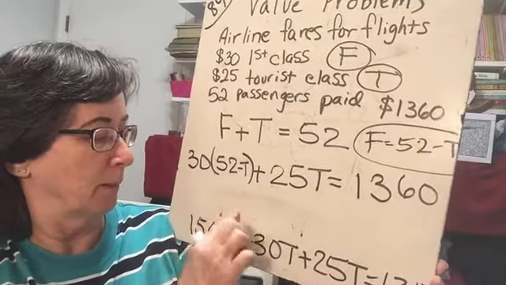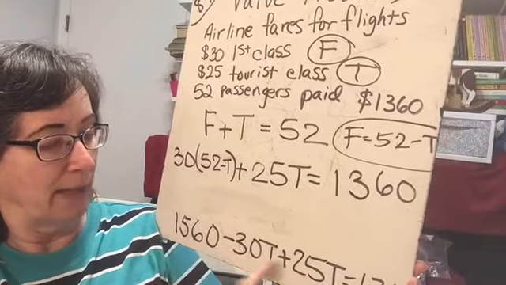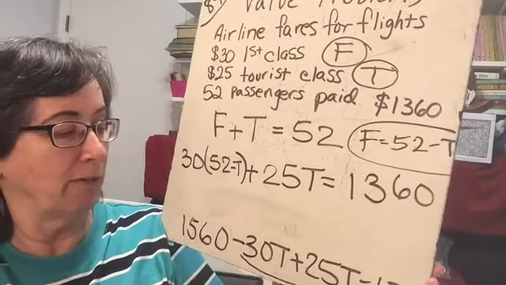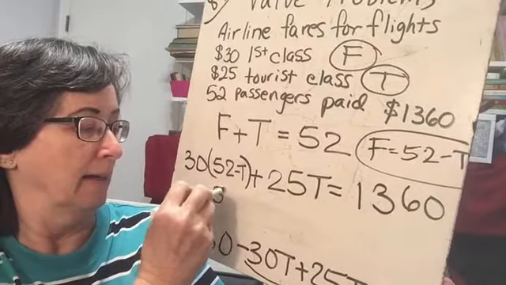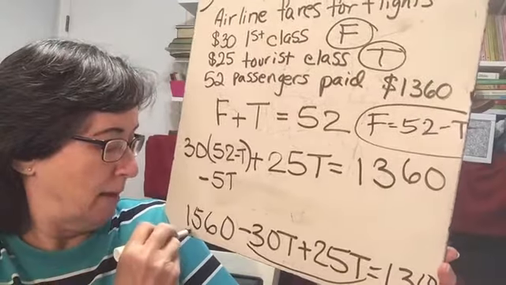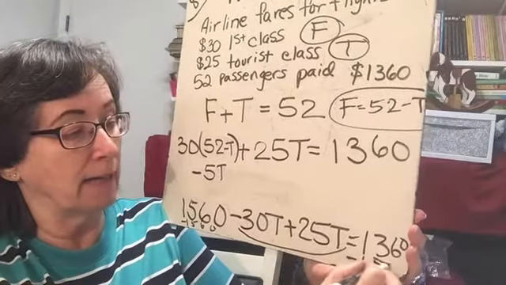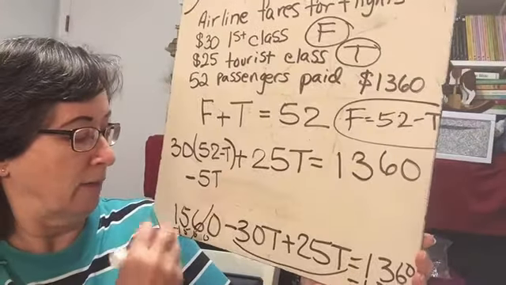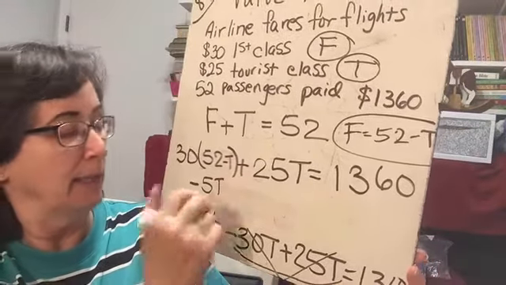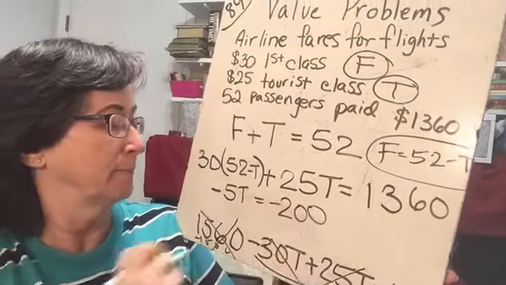I'm going to give myself a little bit more working room here. But we really don't need too much because we're going to add these two together because those are like terms. And negative 30T plus 25T is negative 5T. Now, I'm going to go ahead and take this one right here and subtract it. So minus 1,560 on this side, minus 1,560 on this side. So that goes to 0. This is gone because I just added those together. And 1,360 minus 1,560 is negative 200.